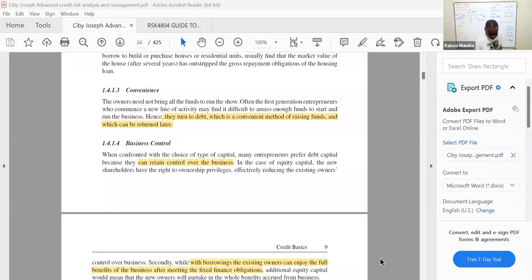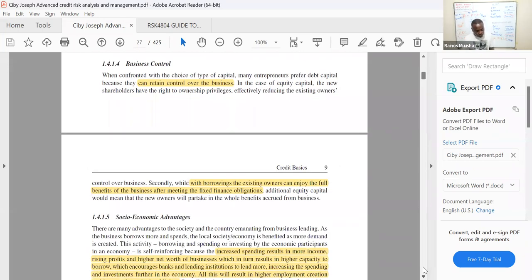So here they say, with borrowings, the existing owners can enjoy the full benefits of the business after meeting the fixed finance obligation. So what we also mean here is that the owners of the business, because there's no dilution of control of the business, it means the number of ordinary shares is going to remain the same if they use debt financing as a source of capital.